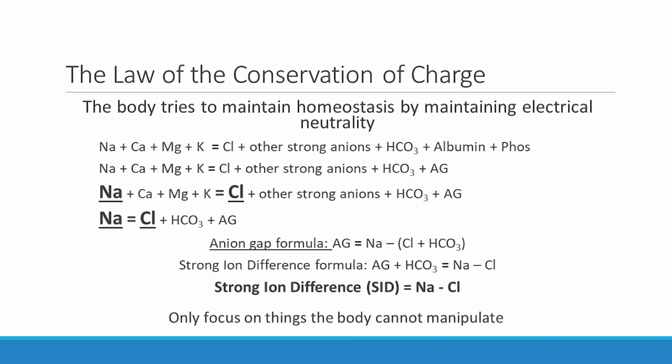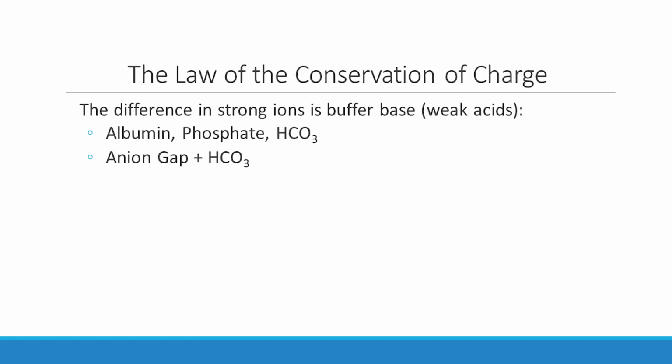And so we're just going to look at the strong cations and the strong anions. We're just looking at the difference between sodium and chloride. And it's just your anion gap plus your bicarb. So you're just adding bicarb to your anion gap. And that gives you a SID, or a strong ion difference, which equals sodium minus chloride. And only focus on things that the body cannot manipulate. So you want to look at the strong acids and the independent variables that are the strong acids.